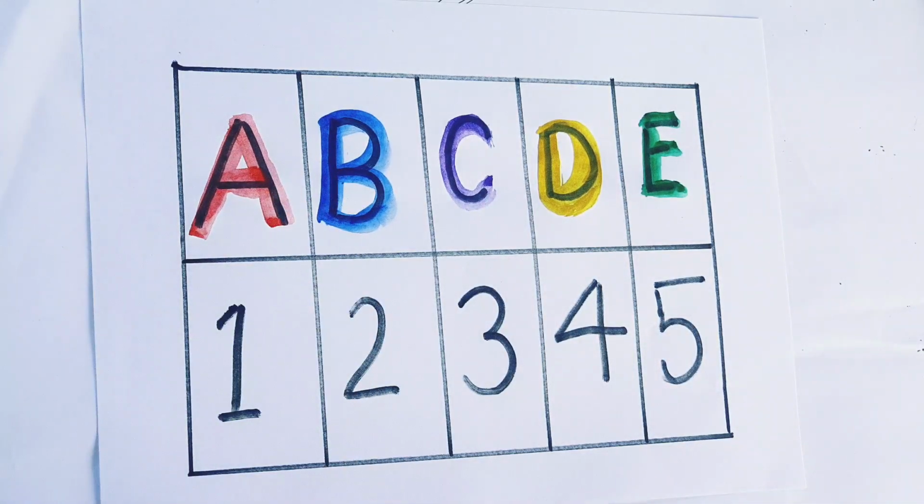A for apple. A for apricot. A for avocado. A for aeroplane. B for bat. B for ball. B for butterfly. B for banana. B for blueberry. C for cat.